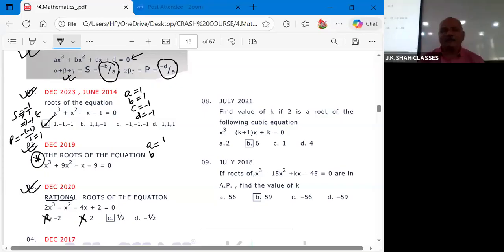Let me check. If I put 1 by 2, what happens? 2 into 1 by 8 minus 1 by 4 minus 2 plus 2. Just see, 1 by 4 minus 1 by 4 cancelled, minus 2 plus 2 cancelled, equal to 0, satisfied. So option C is correct. Understood the approach? Just note it down. And just wait for the second question, that I'll solve in detail.